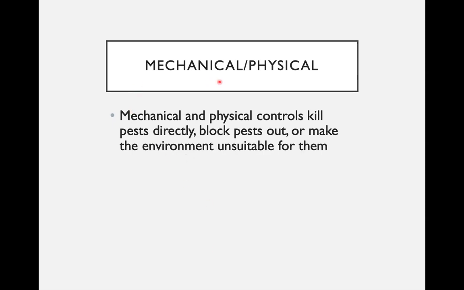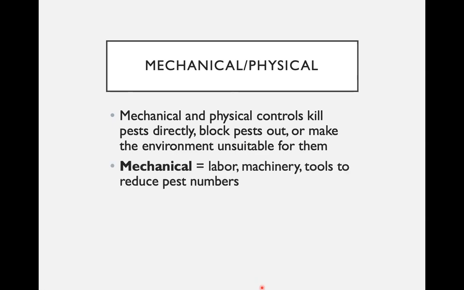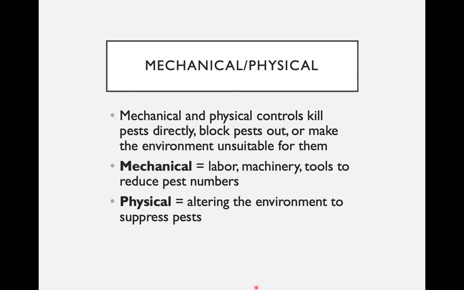So honestly, I kind of group mechanical and physical controls together, just lump them all into the same thing. You might see some IPM texts that like to separate them out, and I try to do that as best as I can in this lecture, but know that they do kind of fall in the same stage as you're going through the different controls in IPM. If you were to go through the definitions, mechanical is technically labor, machinery, and tools to reduce numbers of pests. And then physical controls are those that alter the environment to reduce pest numbers. So that's the small details.